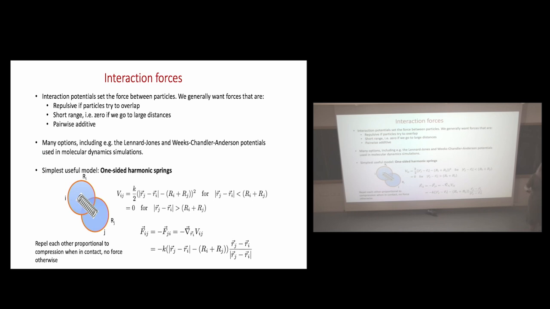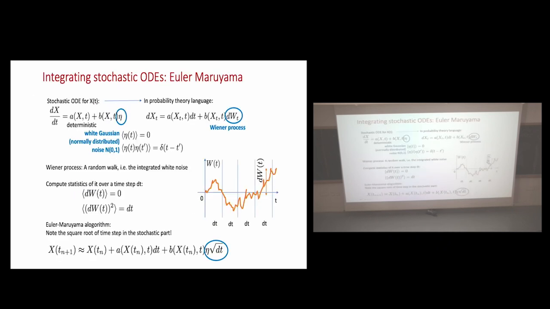I can take the gradients of these and compute the forces formally, and what I will get is a linear repulsive force, minus k times overlap, in the direction of the overlap and 0 otherwise. So this is, to the best of my knowledge, the simplest useful potential for doing active materials. And so this is what we're going to use for this little exercise. The one thing I need to do now is combine what I said about stochastic ODEs and potentials, and write down an algorithm for this.